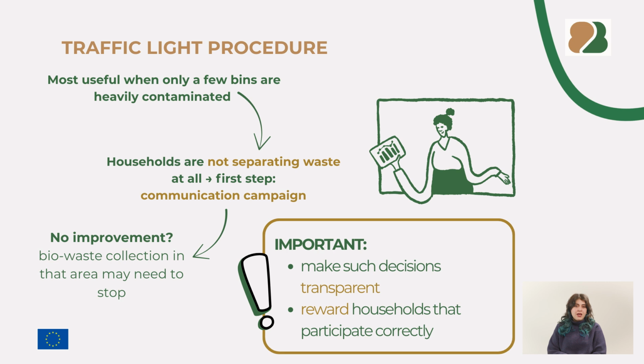The traffic light procedure is most useful when only a few bins are heavily contaminated, while most are filled correctly. But if many households are not separating waste at all, the first step should always be a broad communication campaign, as described in Module 4. If there is still no improvement, then bio-waste collection in that area may need to stop, except for households that consistently receive a green sticker.